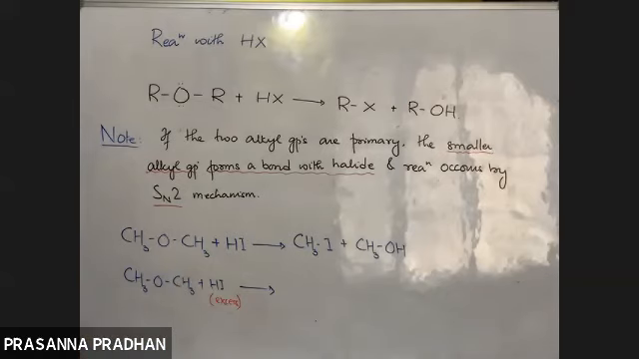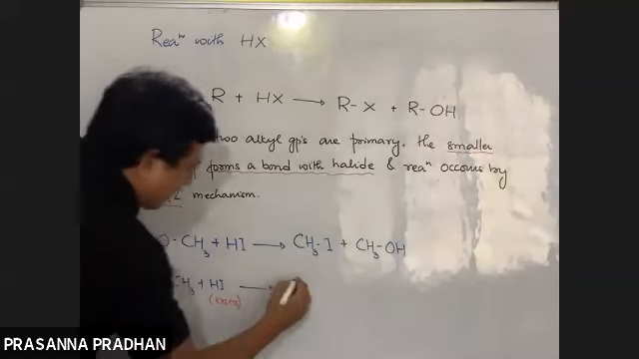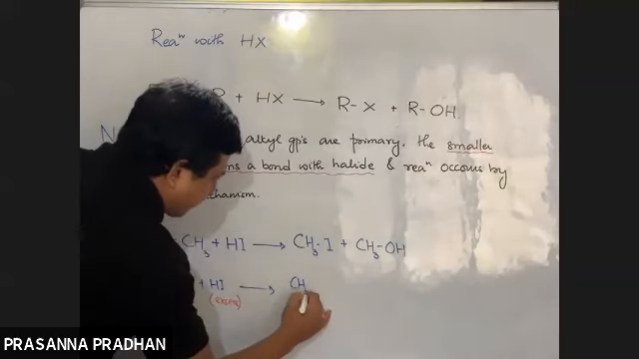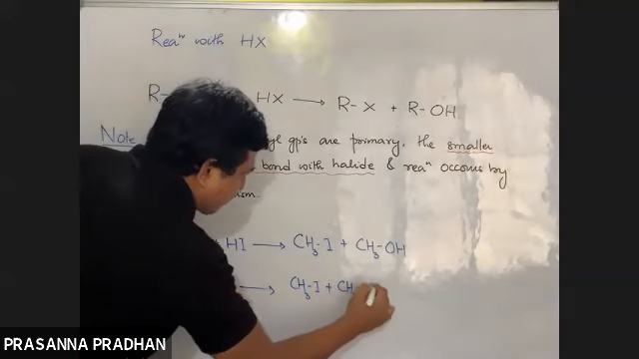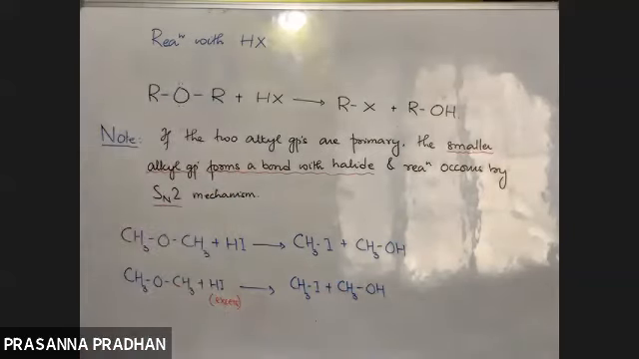Again, both the alkyl groups are of the same length. So one of the alkyl groups forms a bond with the halide, plus the other we get CH3OH. Now HI is in excess. So obviously what is going to happen? One of these products will react with excess of HI.